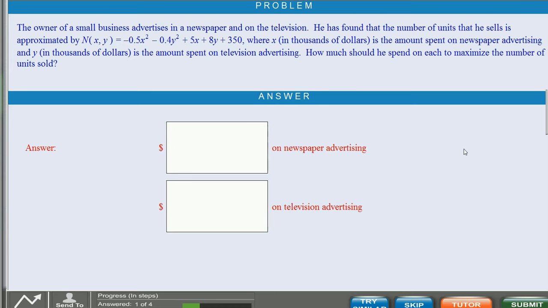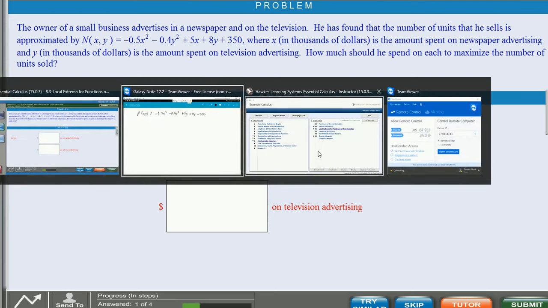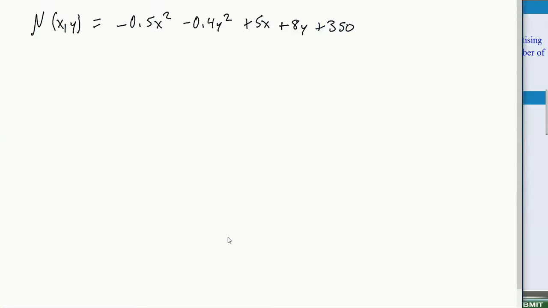Okay, so let me write my function here. Negative 0.5x squared minus 0.4y squared plus 5x plus 8y plus 350. Let's get our derivatives. With respect to x, we'll have negative x plus 5. With respect to y, we'll have negative 0.8y plus 8. Set them equal to 0.